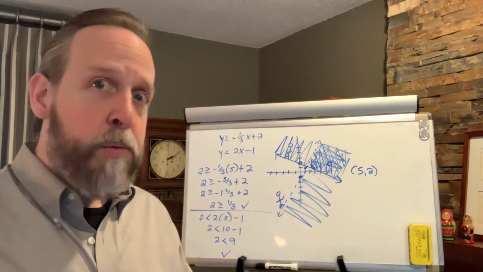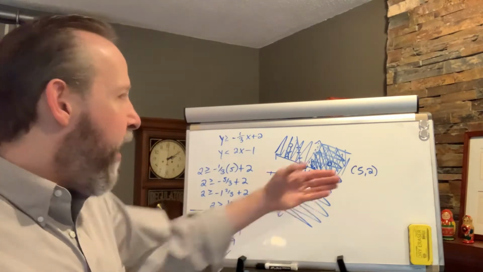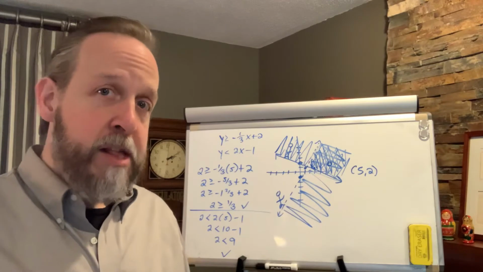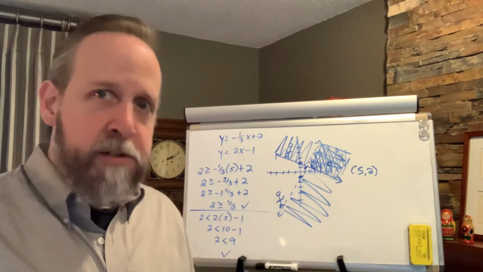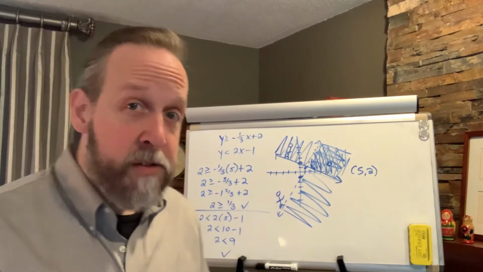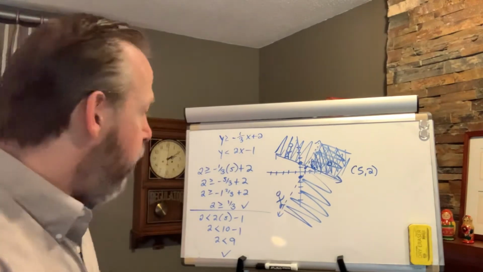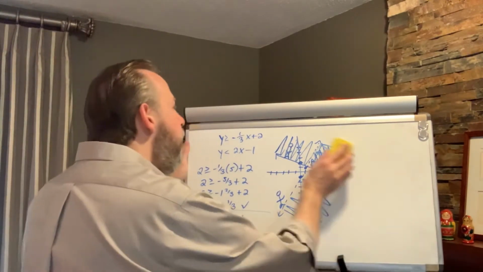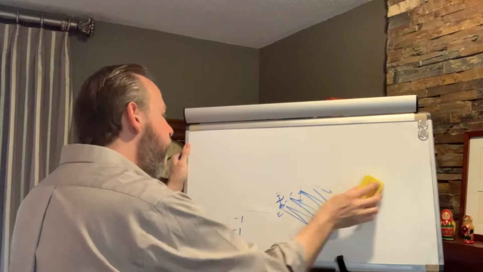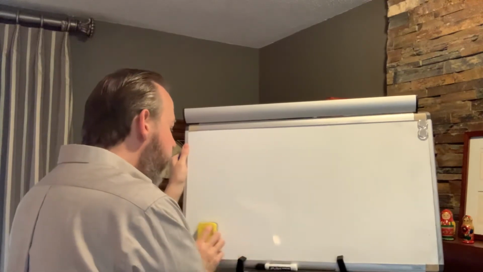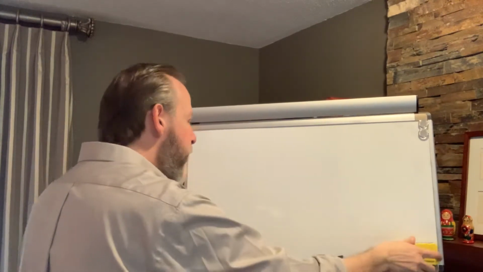Don't just give me one coordinate as the solution. 5, 2 works, but it's not the solution. It's a solution. The shaded region is the set of all solutions. So as you can see in systems of linear inequalities, we're looking for graphs to solve these problems.